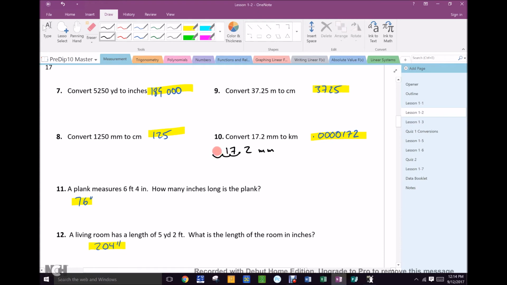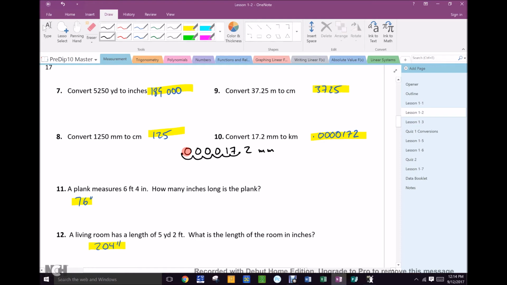What goes in the blank? 0. What's 1 above meter? Deca. What goes in the blank? 0. What's 1 above deca? Hecto. What goes in the blank? 0. What's 1 above hecto? Kilo. What goes in the blank? 0. So if you know the prefixes, you can do it, right?